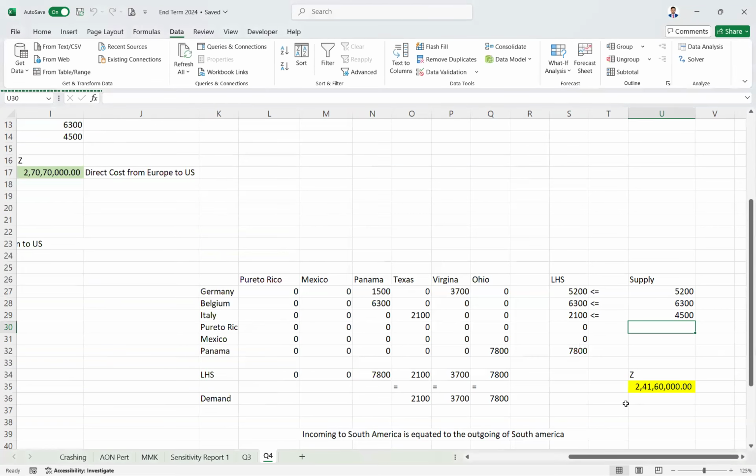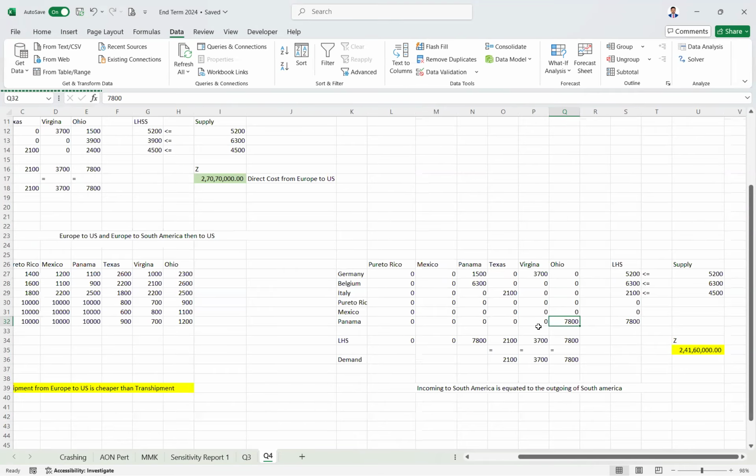See the cost, 241,60,000. So here they're saying send some values directly to Texas. From Germany you are sending directly to Virginia some products, and some products you are sending from Germany to Panama, then from Panama to Ohio. Means from Europe to South America, then South America to US. So that is clear.